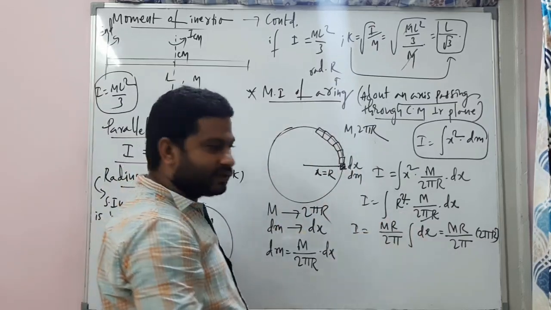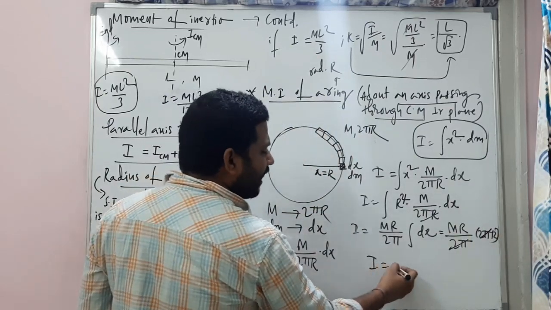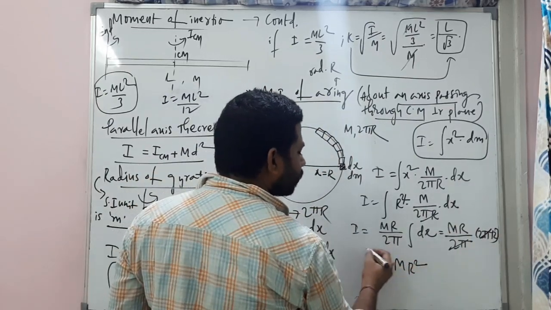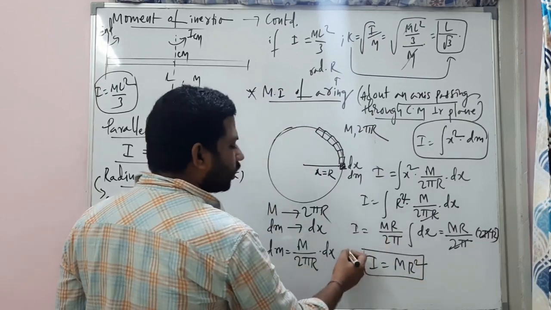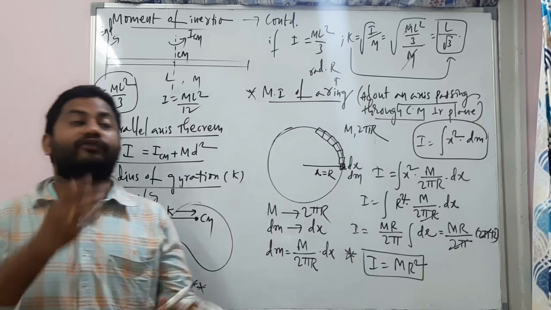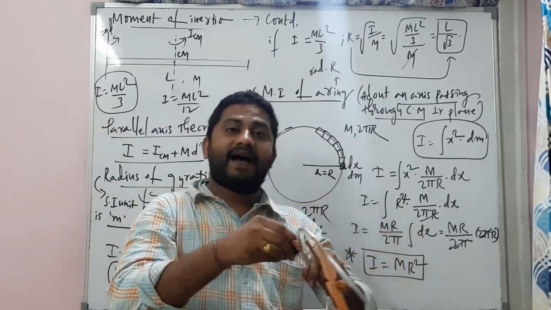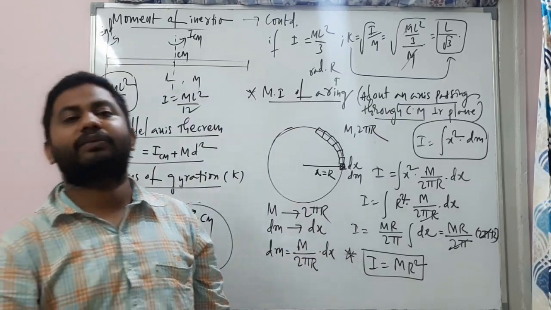So you have got like this. So here 2 pi cancels and you have I is equal to mr square, my dear students. I is equal to what? Mr square. The moment of inertia of this ring about an axis passing through the center of mass which is perpendicular to the plane, my dear students.